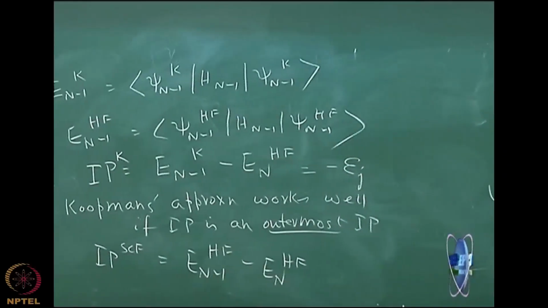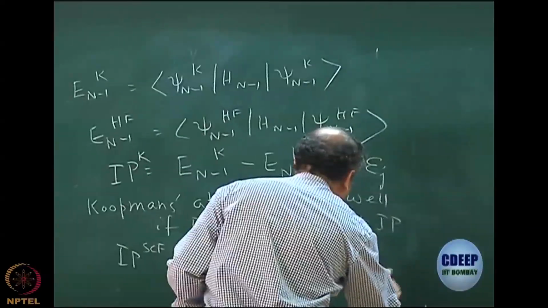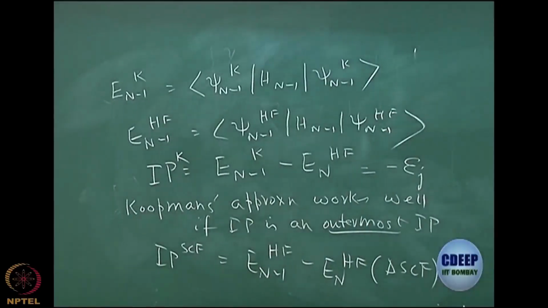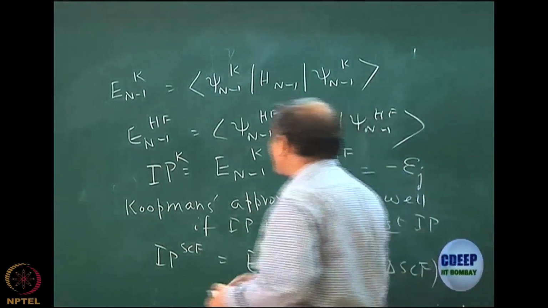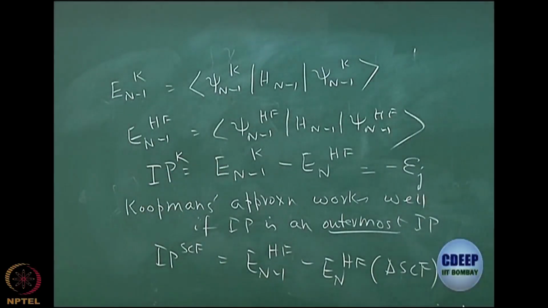Very often this IP is called delta SCF. I hope you understand what is delta SCF. Delta means difference of two Hartree-Fock. So it is called delta SCF, I hope all of you understand. But the Koopmans is different. Here their orbitals have all changed. In the Koopmans, the orbitals are same. So that is why I said this. And Koopmans showed that it is correct up to the first order.